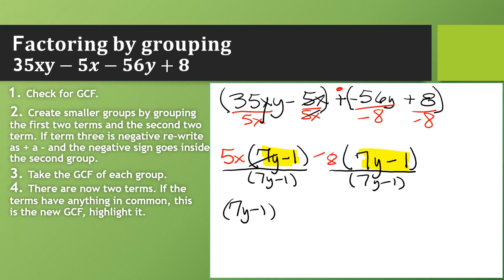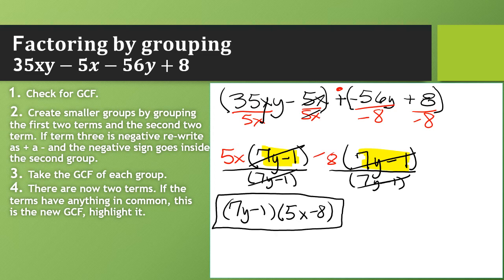When you do that, you are setting yourself up. All of these reduce down to 1, and then you bring down whatever you have left, which in this case is 5x minus 8. I'm just going to double distribute this. This should be your answer, and we're going to check it and make sure.